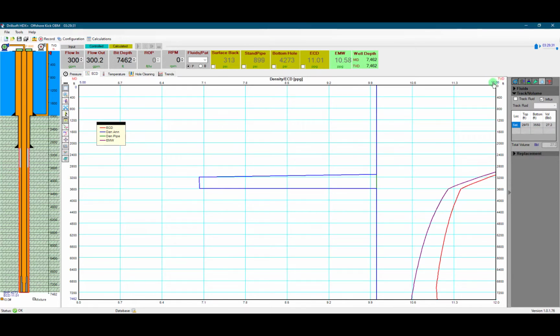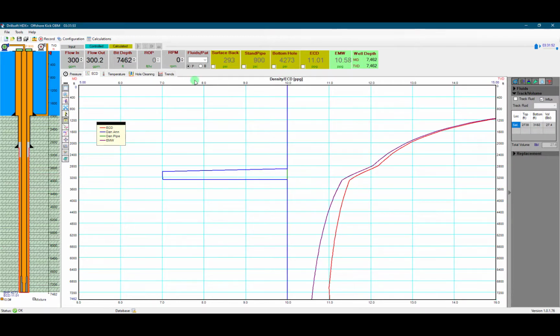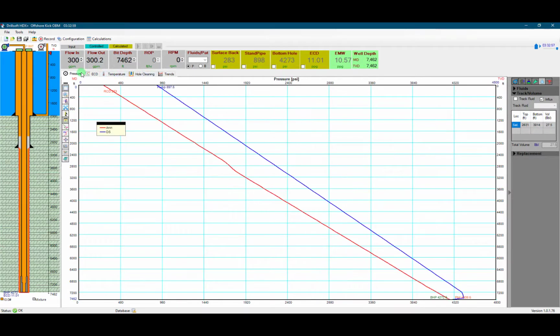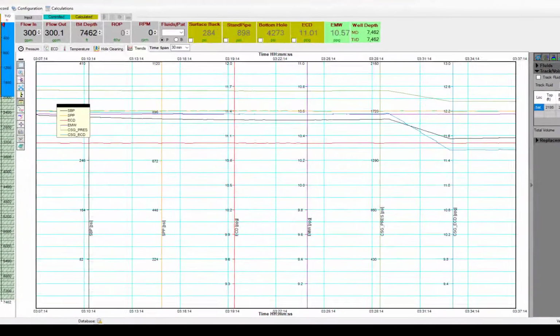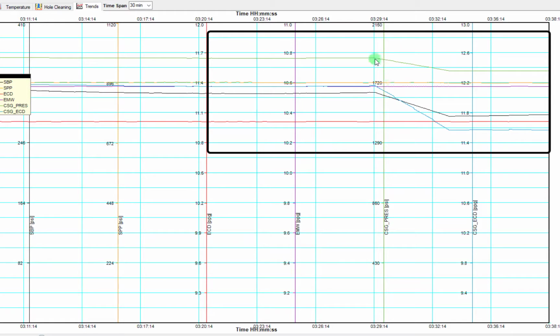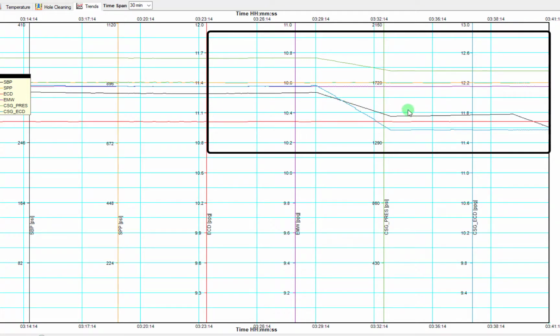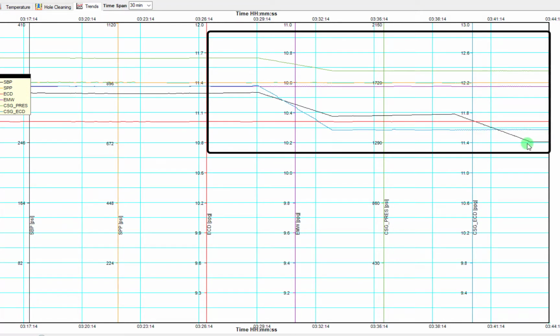We can adjust the scale here. You can also see how this is affecting the pressure. See this slight change here. And we see that the gas enters the casing. We see a drop in the casing pressure, casing ECD, and also the surface back pressure. Then when the gas enters the riser, we see another drop, but that is only in the surface back pressure.